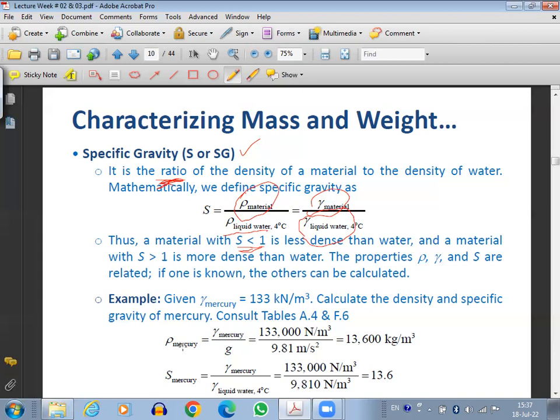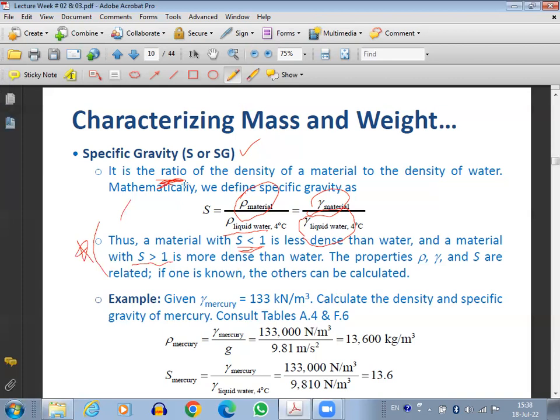However, if the specific gravity is less than one, it means the denominator is a higher value than the numerator. It means it will float. Less than one means it is lighter than water. Denominator is the density of water. Numerator is the density of that object. So the density of water is higher, and that means it will float. It's not going to sink. On the other hand, if the density of that object is higher than that of water, then the specific gravity value will be greater than one, and that means this object is going to sink.